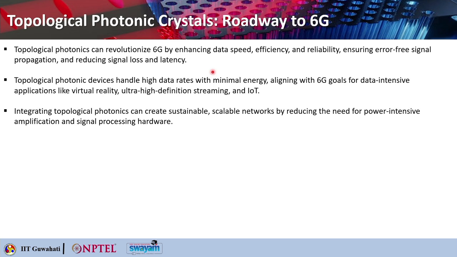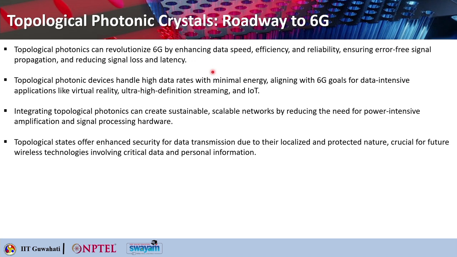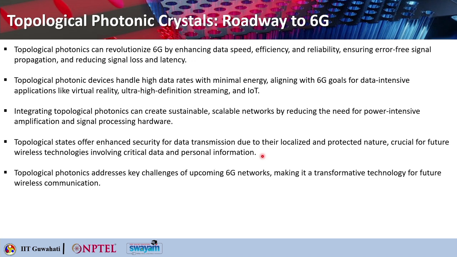So integrating topological photonics can create sustainable, scalable networks by reducing the need for power intensive amplification and signal processing hardware. Topological states offer enhanced security for data transmission because of their localized and protected nature, which are also critical for future wireless technologies that involve critical data and personal information, right? So topological photonics addresses the key challenges of the upcoming 6G networks, and that is why it is going to be a transformative technology for the future wireless communication.